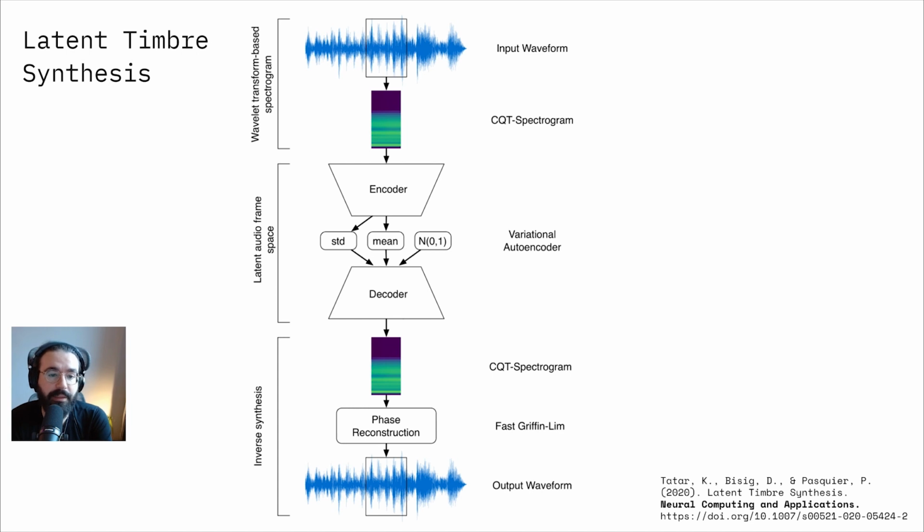Then we can apply a phase reconstruction algorithm because our variational autoencoder works in the magnitude domain. It is only working with real numbers. Thus, the CQT spectrograms don't have phase. So in this last step, we take the magnitude CQT spectrograms and run a phase reconstruction called the Griffin-Lim algorithm on it to generate an audio signal.